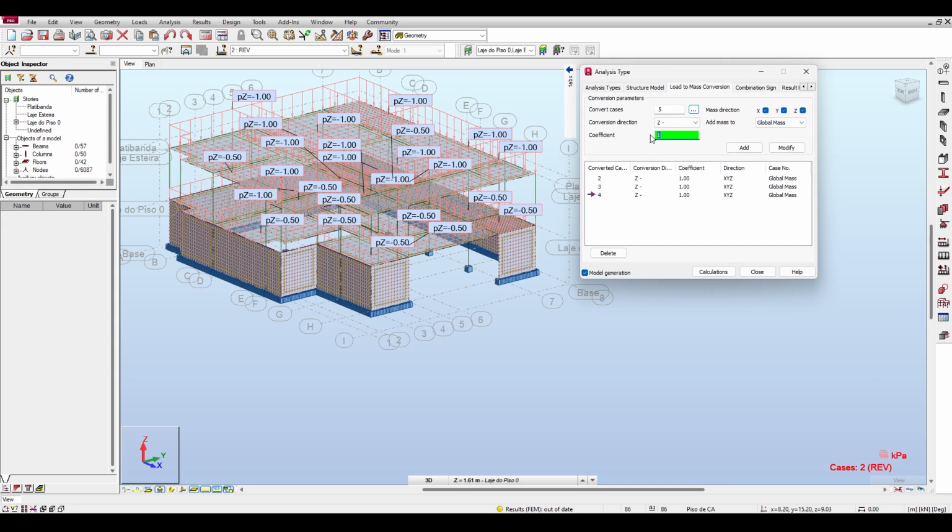And the coefficient is 0.2. I'm not going to change what our dear subscriber has defined. If you click Add, you can see now we are back in business, 5 at 0.2. And that's that. That's how you can add masses.